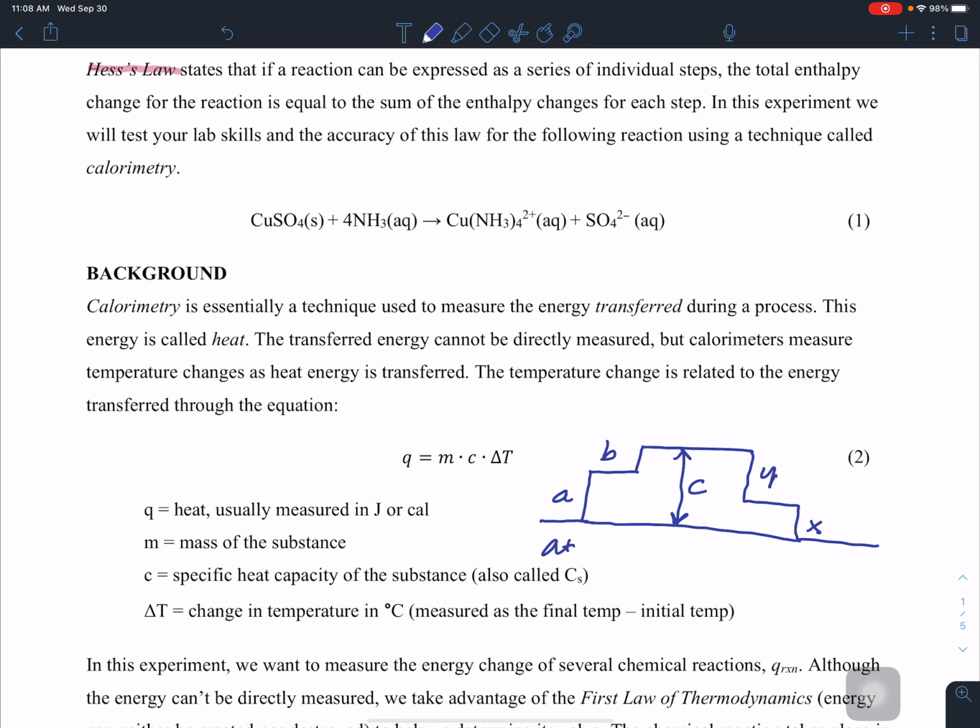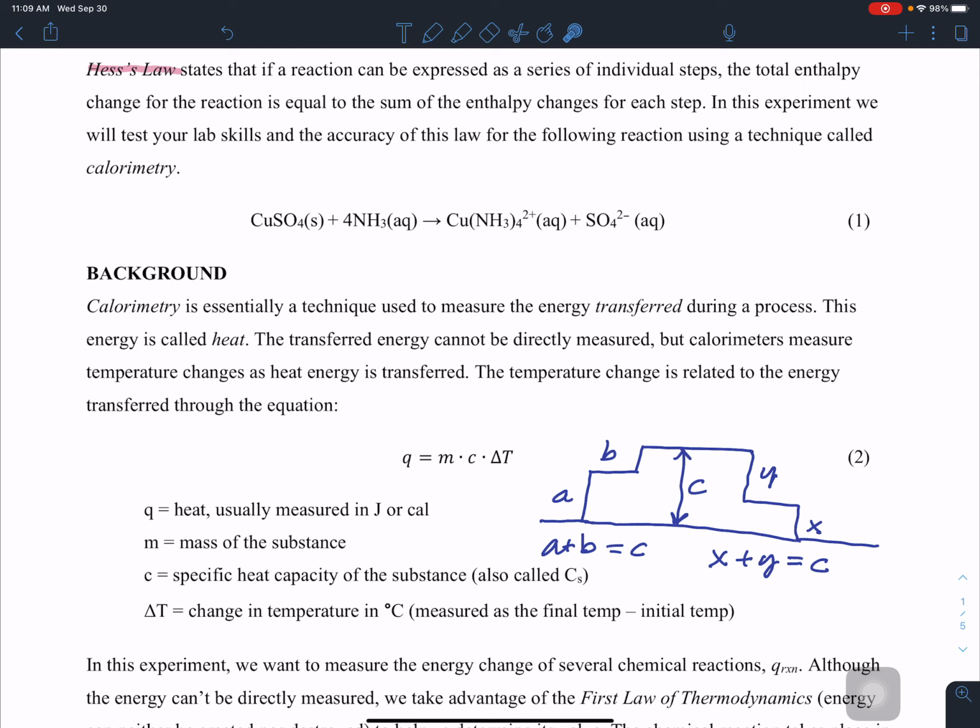So A plus B is equal to C, and X plus Y is also equal to C. If you're starting down here and you go up here, the height that you've moved is the same whether you come from this side or from that side. A plus B equals C, X plus Y also equals C. The elevation here is a state function, meaning that it doesn't matter how you got there. All that matters is where you started and where you end up. Enthalpy is a state function.